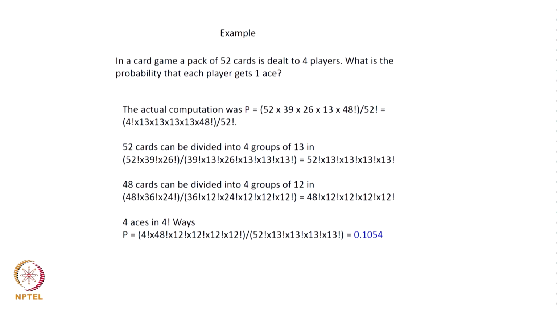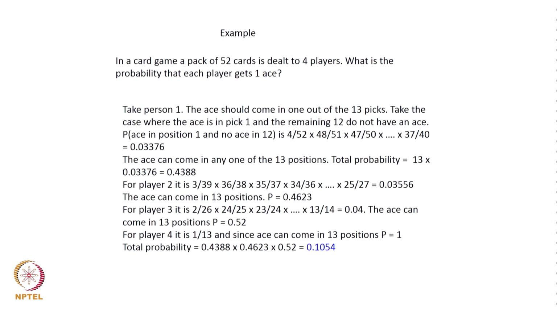So, it is a lot easier to look at this problem in the previous method, where we take one person and then say this person gets an ace in the first pick, a second pick, a third pick, 13 picks, and then find the probability. Then we move to the second person and so on. This involves a lot more factorials, which means we do it the permutation combination way, whereas the first one was done using the probability way.